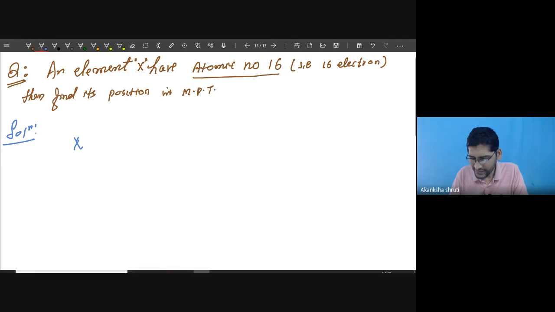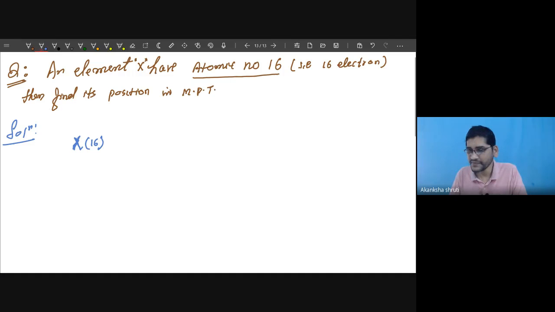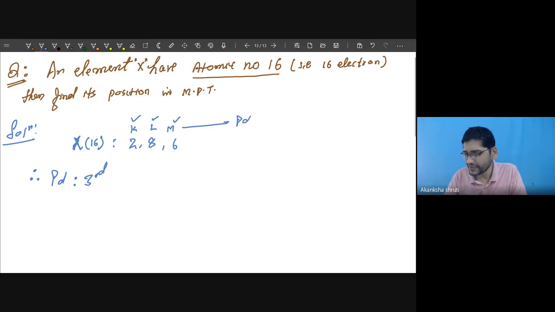Element X with atomic number 16. Go for electronic configuration. So go for writing this 2, 8 and 6 only. But for that, how much shell are required? K, L and M shell. So here what we are getting, how many shells are there? 1, 2 and 3 shells are there. Therefore period is equals to third. Now, considering this number will give us the period.